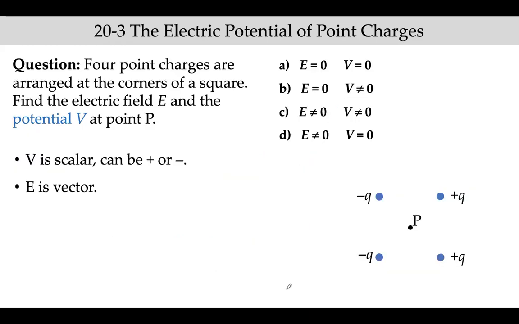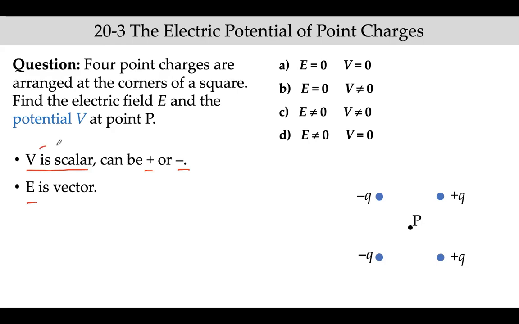So here's another question. Four point charges are arranged at the corners of a square here. Find the electric field E and the potential V at point P. Now, potential is a scalar, so it doesn't have any direction. It can be only positive or negative. This is important. But E, electric field, is a vector, so we have to be careful.